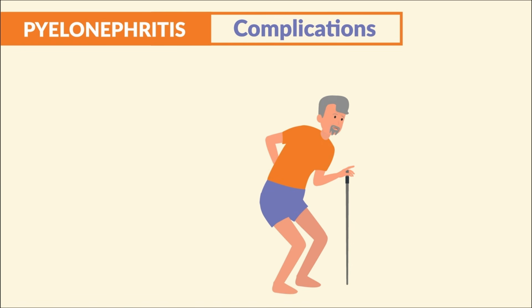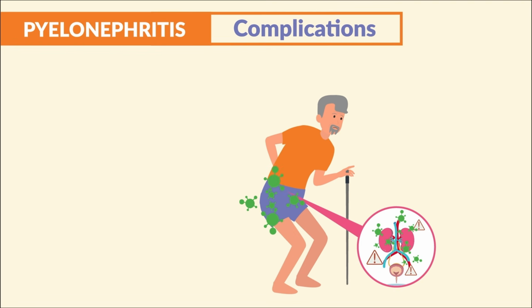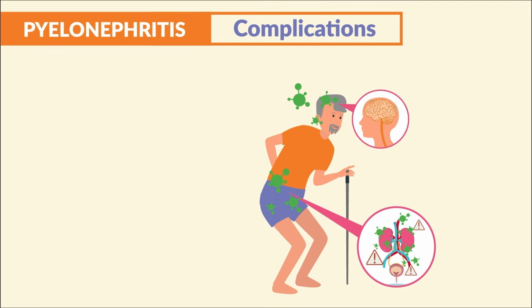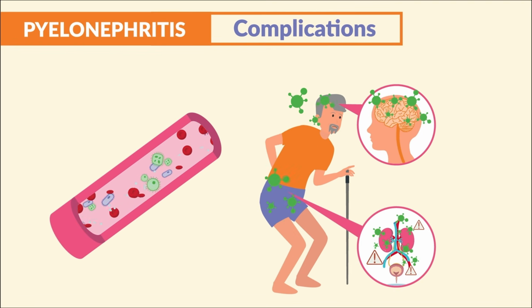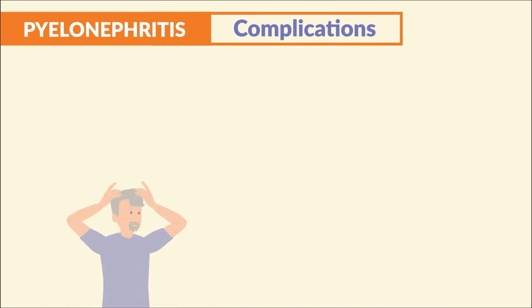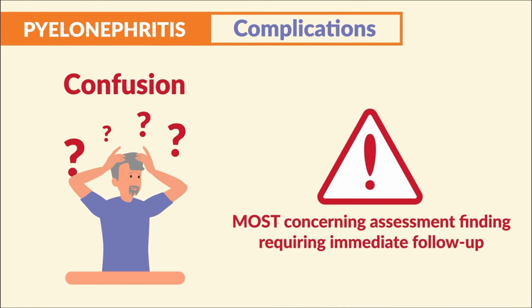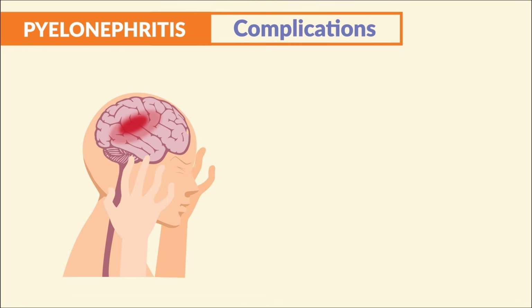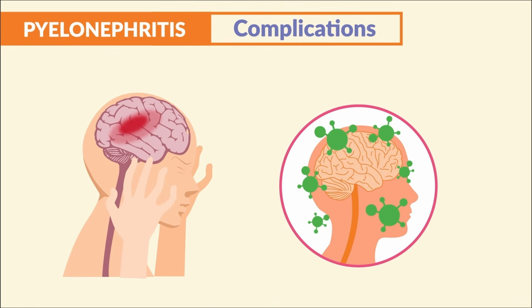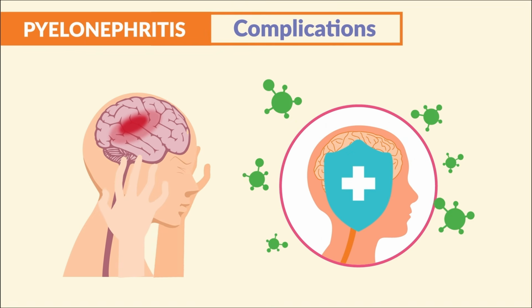Now for complications, elderly clients with UTIs quickly turn into urosepsis, infection of the blood that infects the brain. A common manifestation is confusion. So this is the most concerning assessment finding requiring immediate follow-up, since it can indicate a stroke or other complications until that sepsis is ruled out.